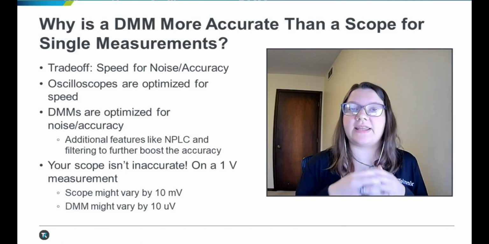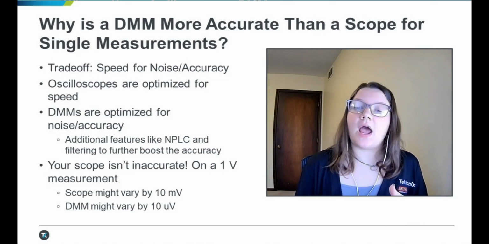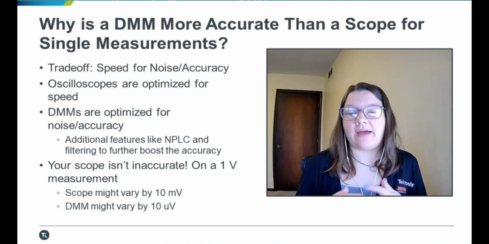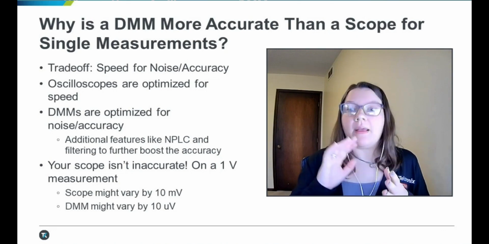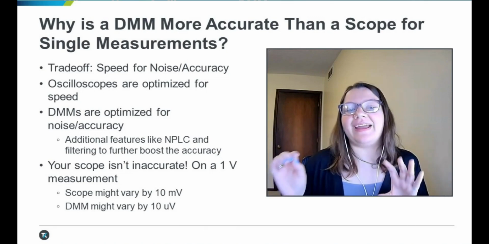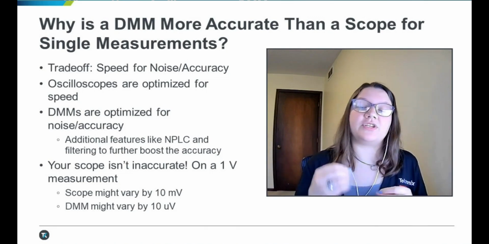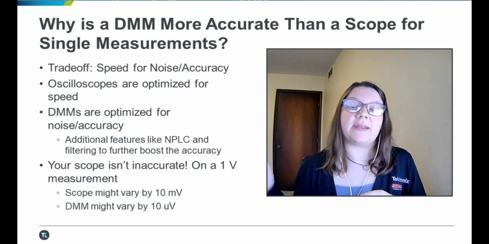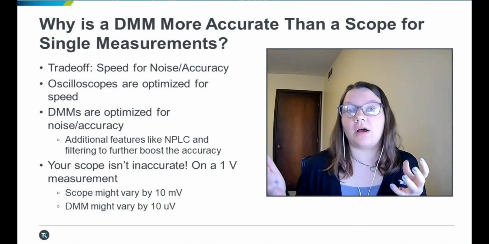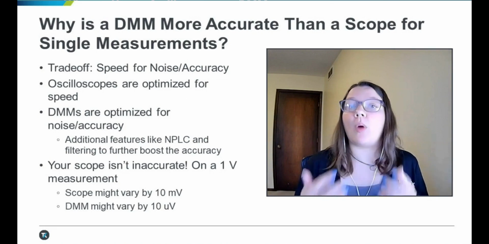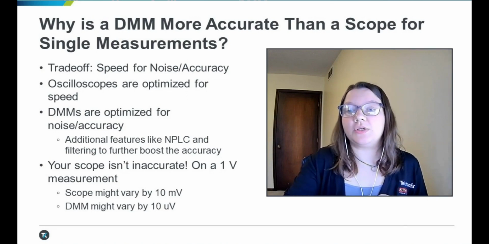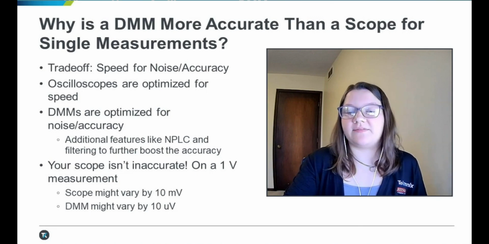But if you're looking to take that single DC voltage measurement on, say, like a 1 volt source, a measurement on a scope might vary by 10 millivolts, but that 6.5 digit DMM is going to only vary by 10 microvolts. So much lower resolution there. Lots of device characterization applications require that level of accuracy. So we really need to use a DMM or a similar measurement device for this instead of the scope.